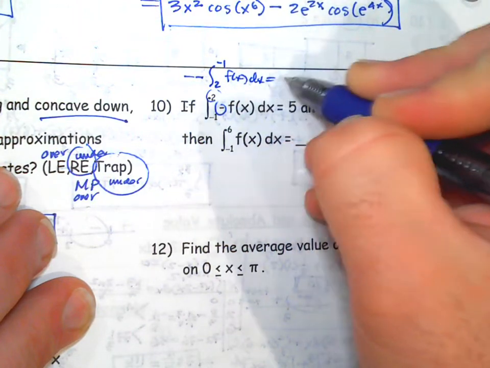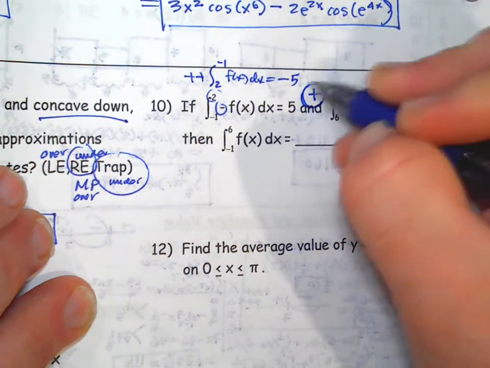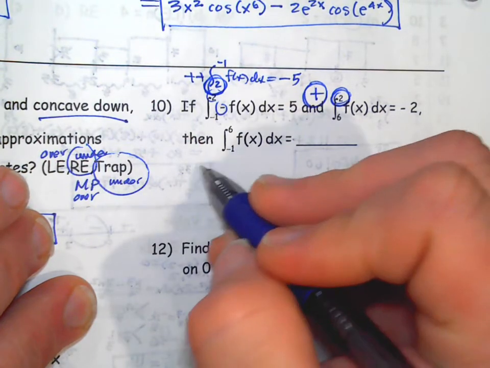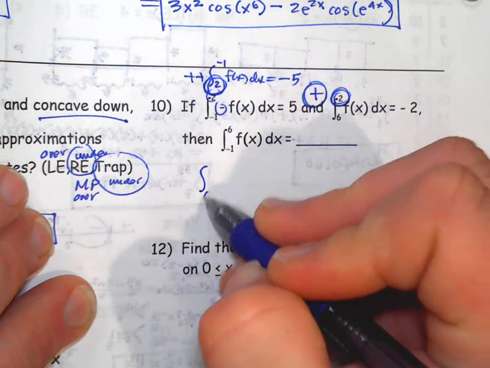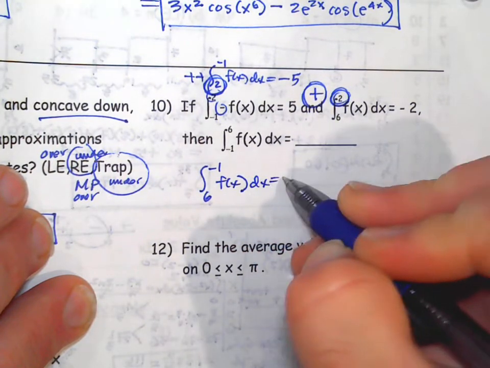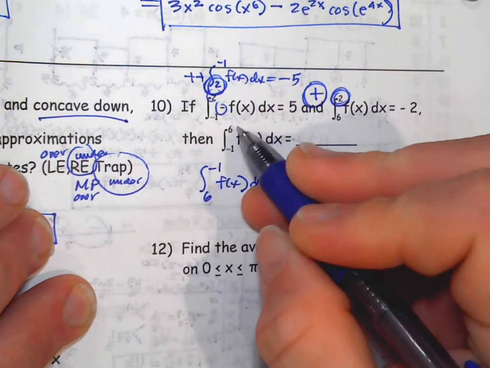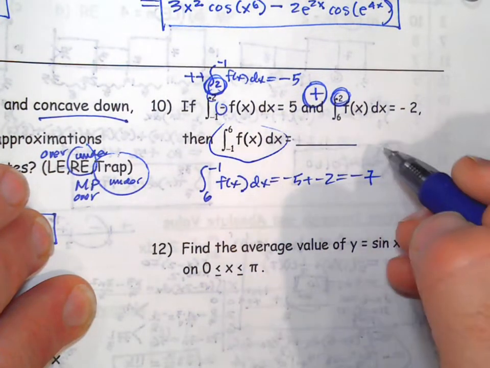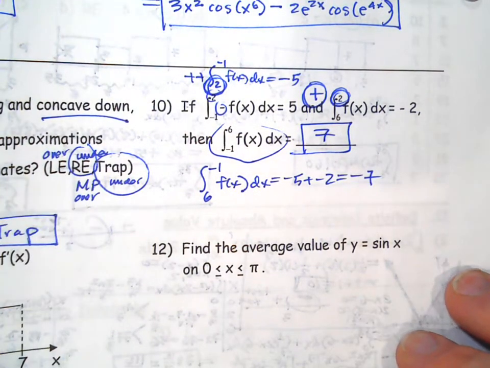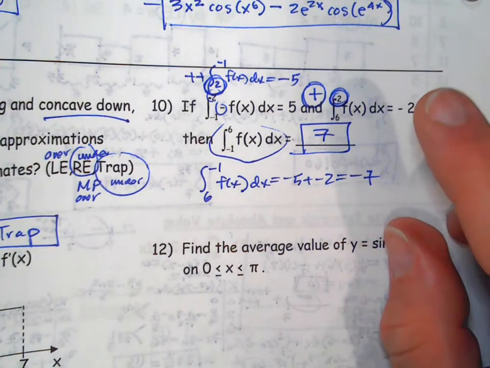And so then it'll equal negative 5. And so then if I add these together, the top matches the bottom, that'll give me 6 to negative 1 of f of x dx. And it's going to be negative 5 plus negative 2 is negative 7. That's not exactly what I'm looking for. I'm looking for the same thing, but upside down. Well, that's an easy fix. It's going to be positive 7. I'll just flip it upside down. I could have flipped the other one upside down first, and then it would have been more correct.